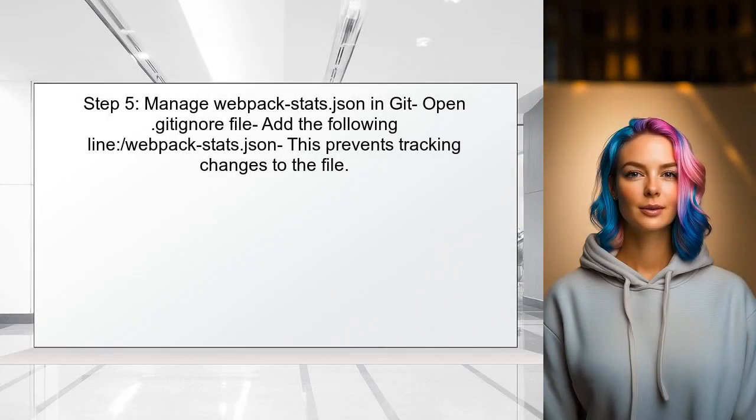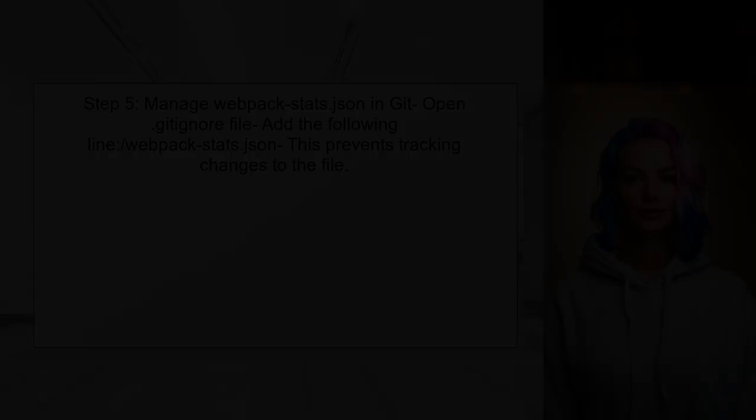For managing the Webpack stats.json file in source control, the user can add it to their .gitignore file. This way, it won't be tracked by Git, preventing the need to add it manually each time.